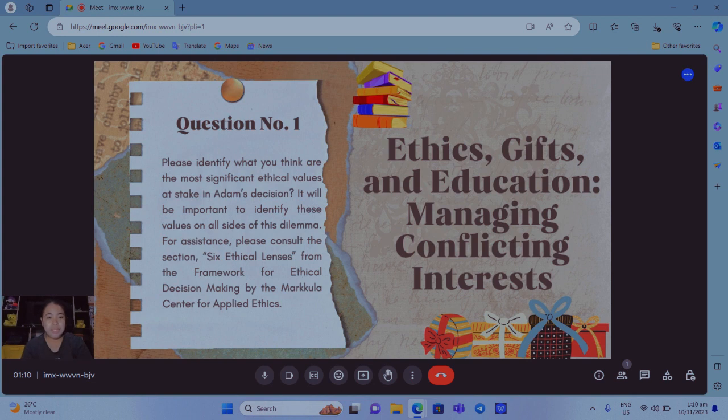Having analyzed the case study scenario, I fully comprehend the obstacle that Adam faced. Upon careful consideration of the matter, I assert that the rights lens, respecting the rights of all parties involved, the justice lens, promoting fairness and impartiality, and the utilitarian lens from the Markkula Center for Applied Ethics Framework for Ethical Decision Making were the most crucial ethical principles that influenced Adam's decision.